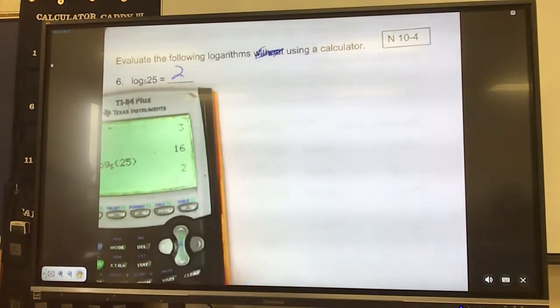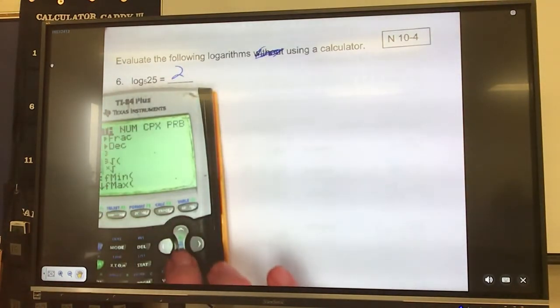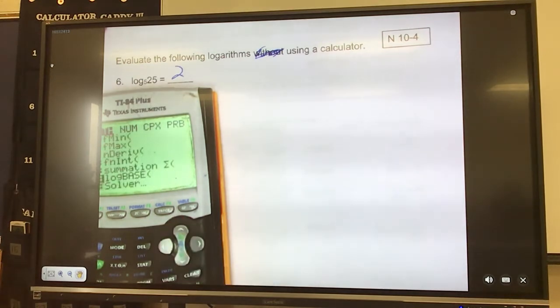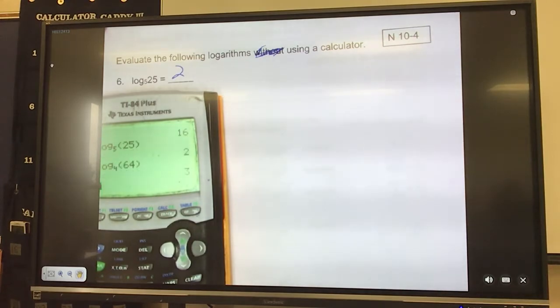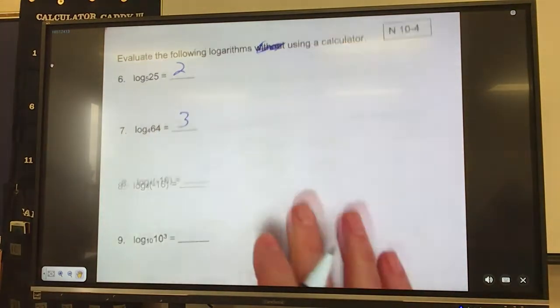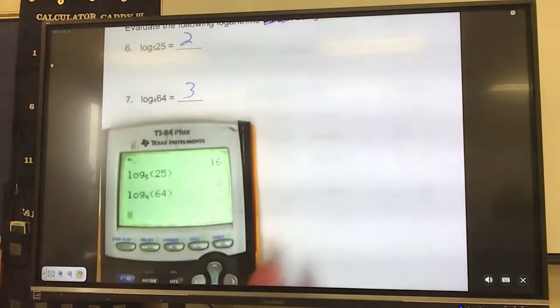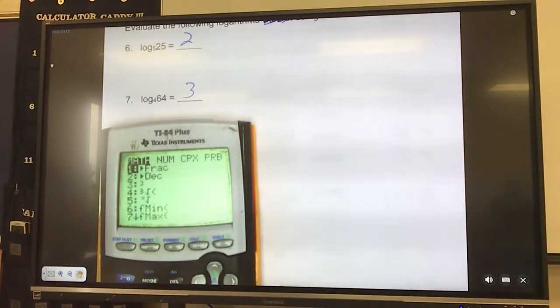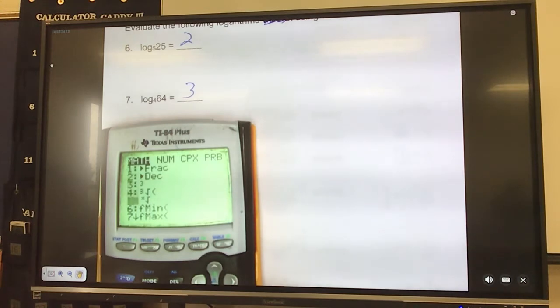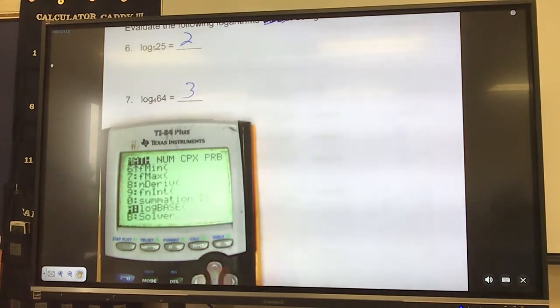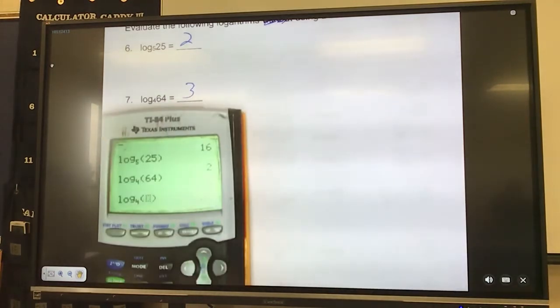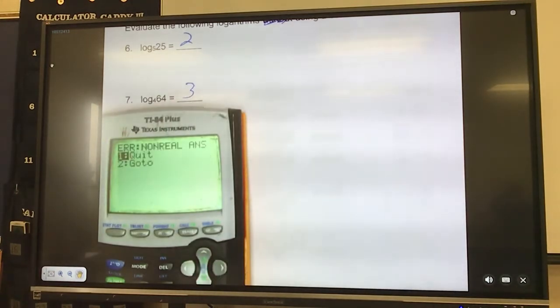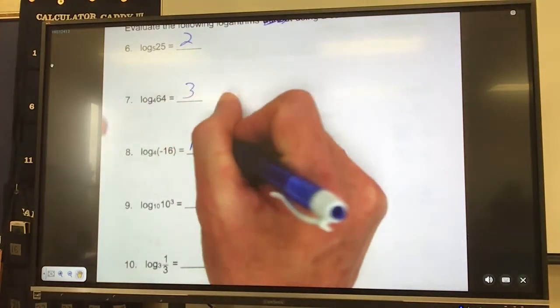Log base 4 of 64, and give me what? 3. Number 8. If I put that one in, watch what happens. Log base 4 of negative 16. It's going to tell me not a real answer, or non-real answer. So this one is no solution.